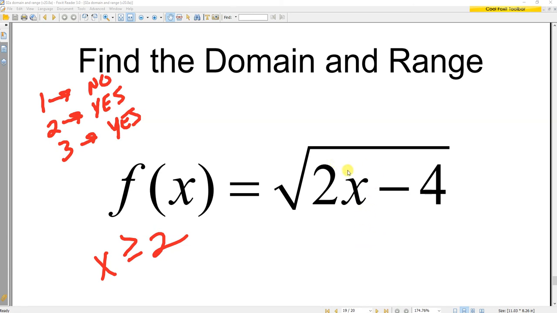Can I get a 0 out of this? Yes, I can get a 0 out. Can I get out a negative number? Nope. There's no way to get a negative out of a square root. So I can plug in a 2 or higher, and I'm never going to get a negative to come out.